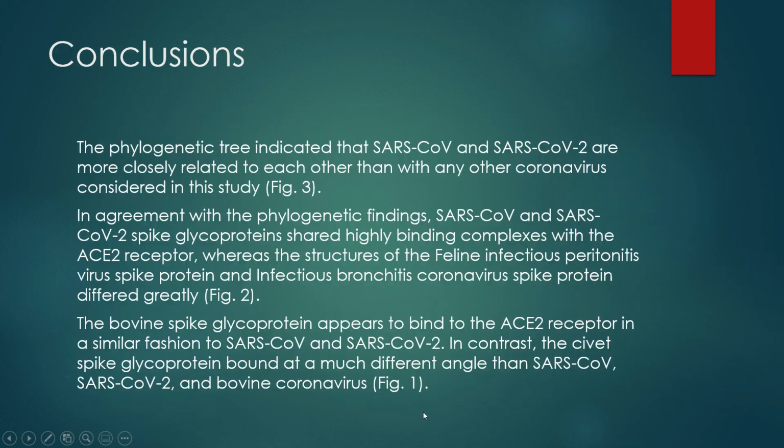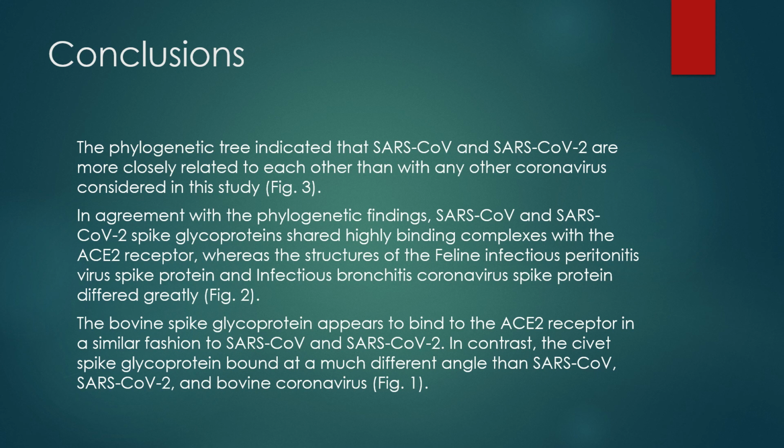So finally, the conclusions of our project: I try to tie together the phylogenetic tree and what we saw with the protein binding models or complexes. So the phylogenetic tree indicated that SARS-CoV-1 and 2 are closely related to each other, and that they are more closely related to each other than with any other coronavirus considered in this study.